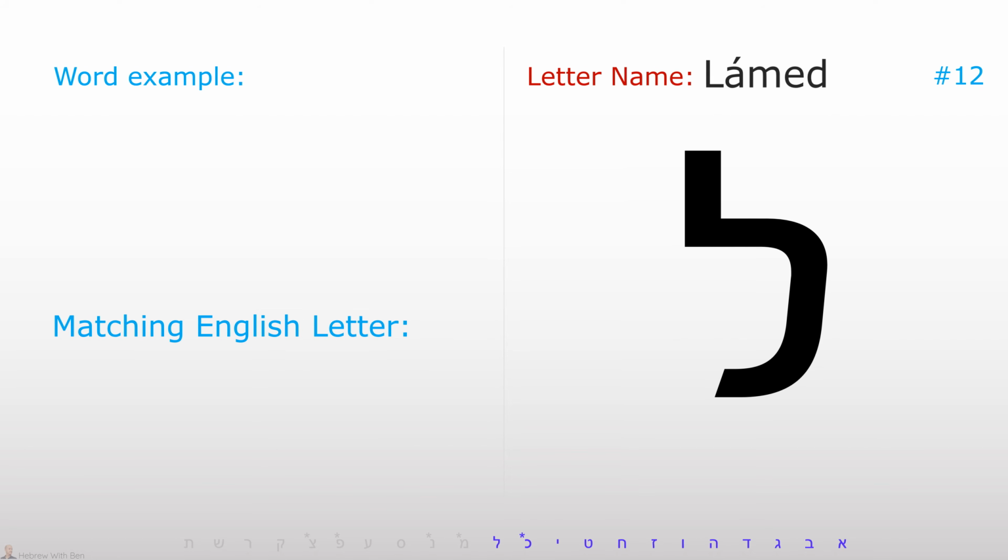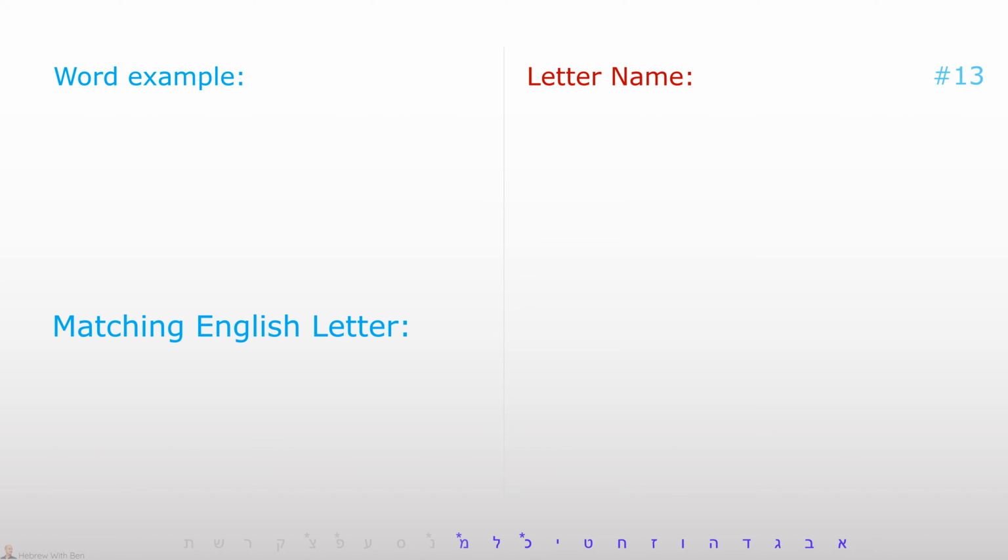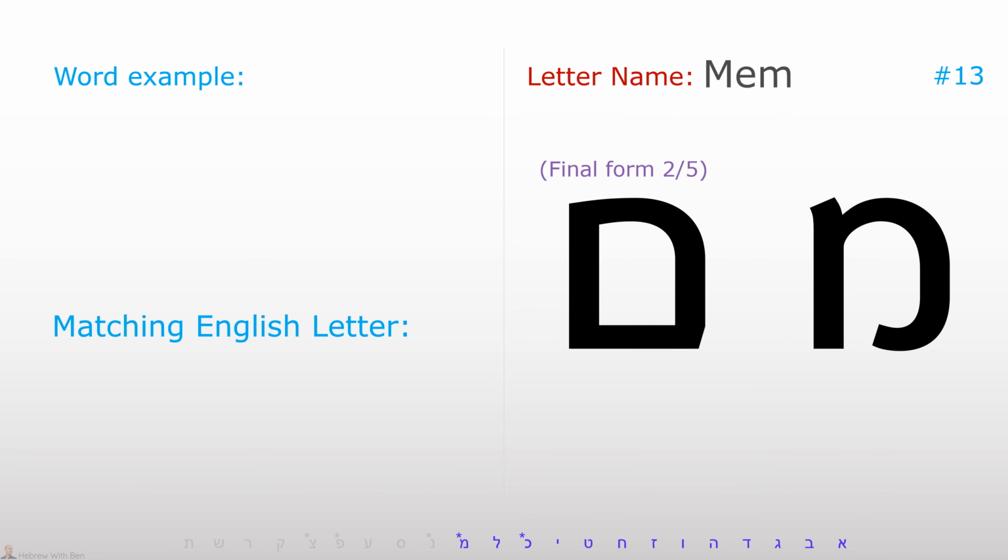The letter Lamed matches the English letter L. For example, Laila. Next is the letter Mem. The English matching letter is M. Mem has a final form. For example, Madhim. You can see on the screen both versions of the letter.